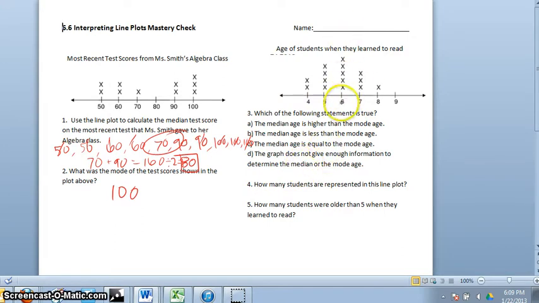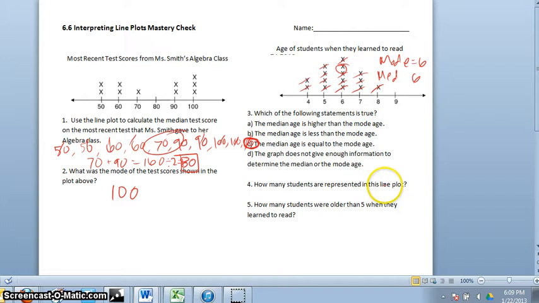Well, just looking at this, I can see that 6 is the mode. So the mode is equal to 6 because 6 is the highest column. There are the most students that were 6 when they learned to read. Now I'm going to show you how you find the median by actually just crossing off. So I'm going to cross off the lowest age and the highest, next lowest, next highest, and so on, and I'm left with 6. So the median is also 6. So that means the median age is equal to the mode age. That's choice C. Sorry, it's kind of covered up.